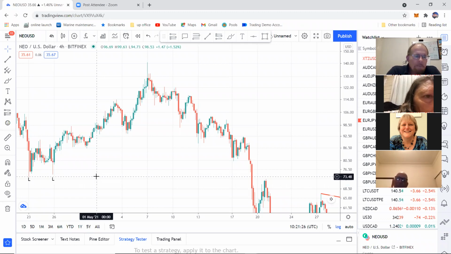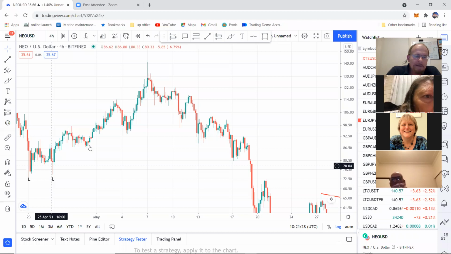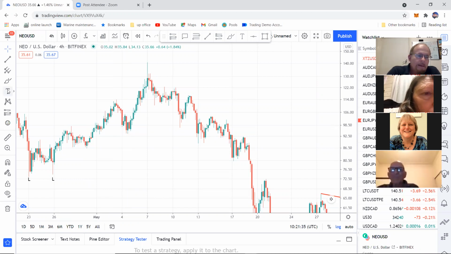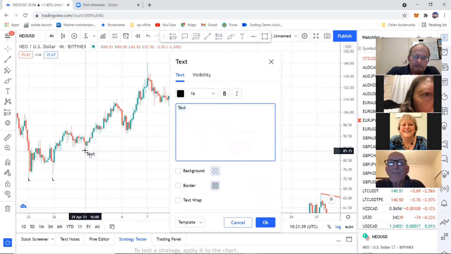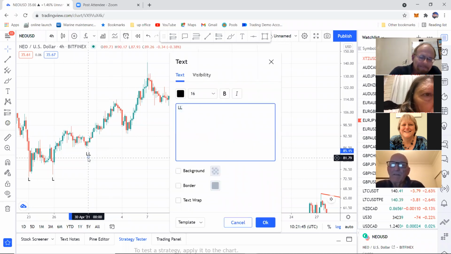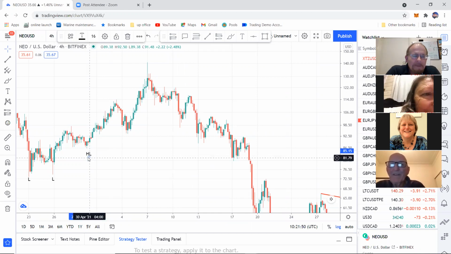Now, where are some more low points? We can see the market's gone up and then it's come down again. So there's another low point. It's gone up and it's come down again. So there's another low point. But what I would call these low points are higher lows.